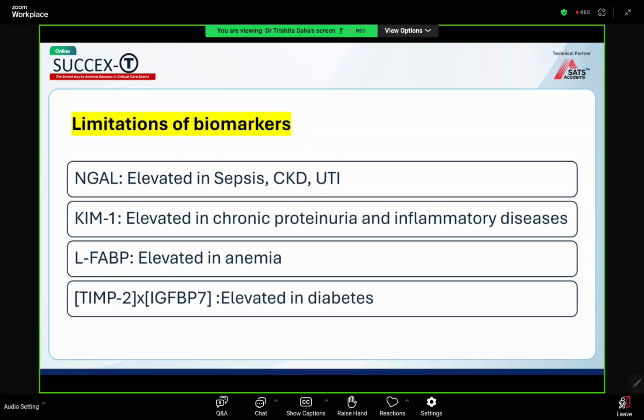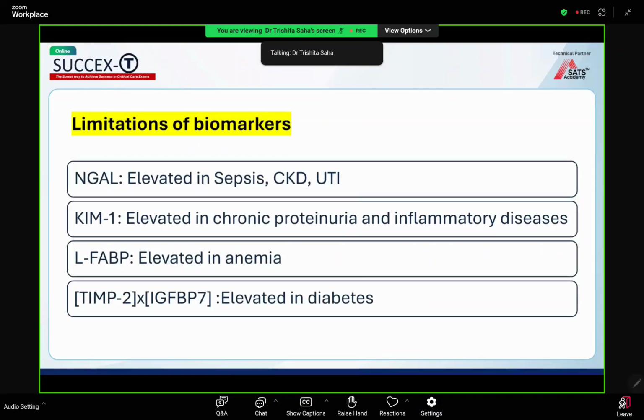So there are many limitations of biomarkers also, which you have to mention along with the table which I have discussed. NGAL is elevated in sepsis, CKD, and UTI also. KIM1 is elevated in chronic proteinuria and inflammatory diseases. The fatty acid binding protein is elevated in anemia, and this TIMP2 insulin growth factor binding protein is elevated in diabetes.